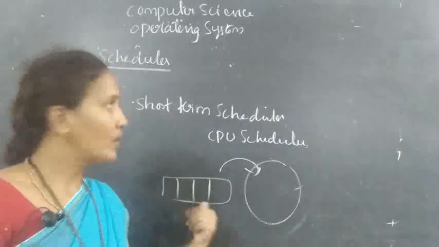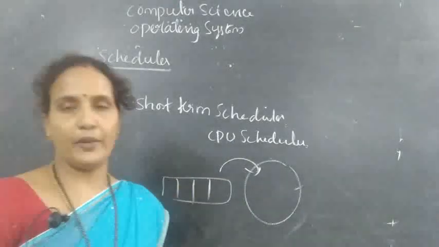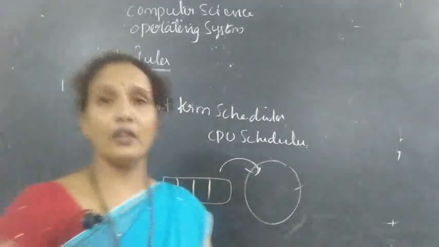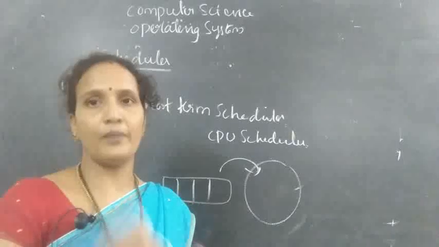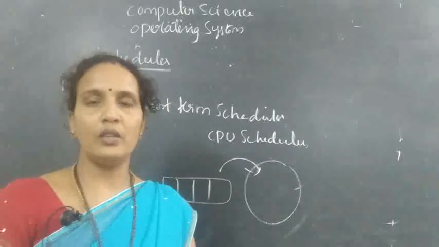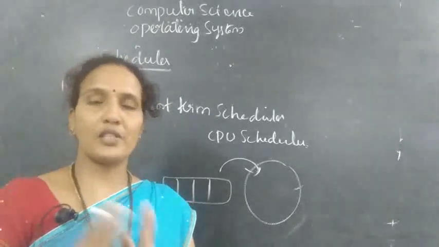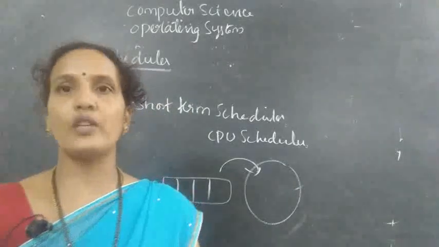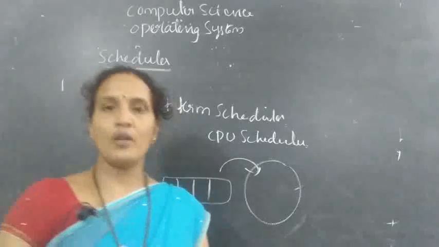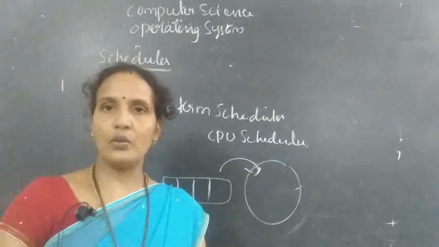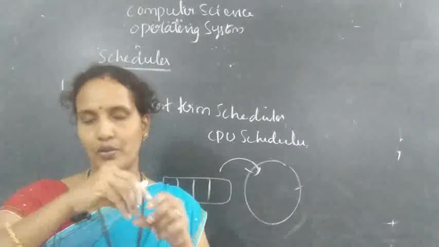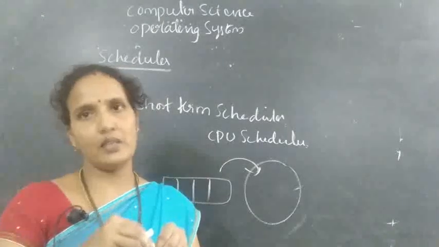Understood? Now this is about today's topic. I'll give you a brief introduction and revision. The first one is process scheduling. Process scheduling means in a multi-programming environment, more than one process is running. There are a number of processes, so at a time we can't load all. So what we do is store all the processes in a queue. That is called process scheduling.